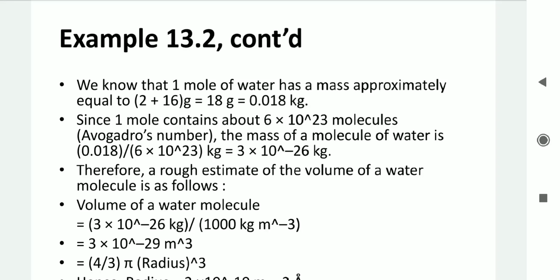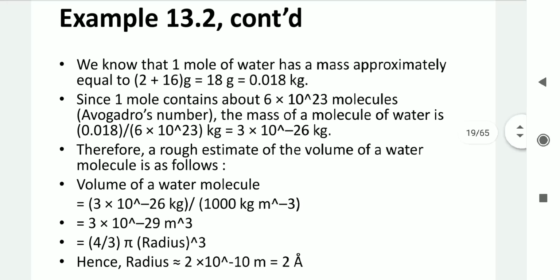So the volume of a water molecule can be defined as mass per density of water, that is, the mass of one molecule, 3 into 10 raised to minus 26 kilogram, divided by the density of water, 1000 kg per meter cube. So this is how we get 3 into 10 raised to minus 29 meter cube. And we know that the water molecule is a sphere with volume 4 by 3 pi r cube. Make r the subject of the formula and we get its radius, that is 2 angstrom.